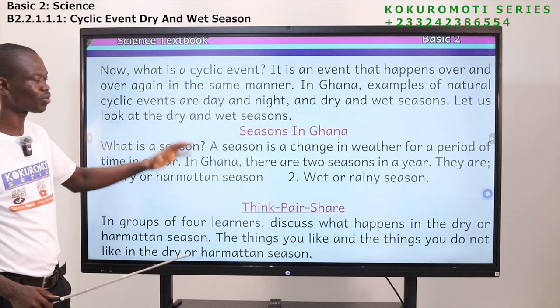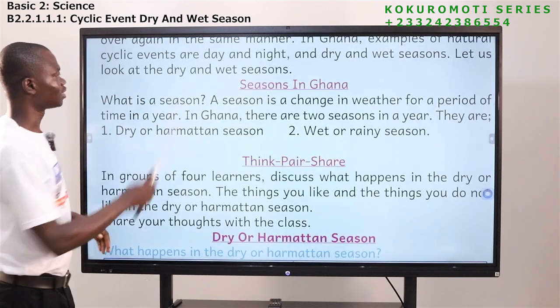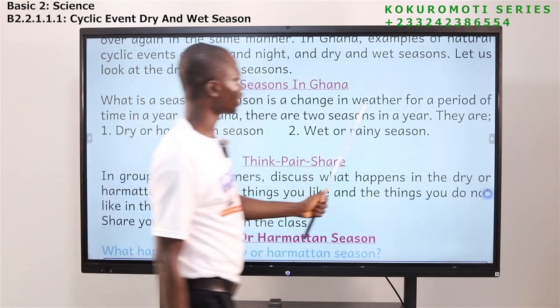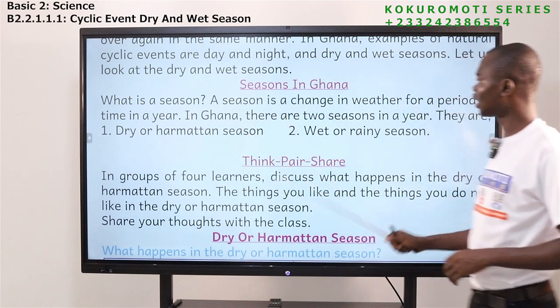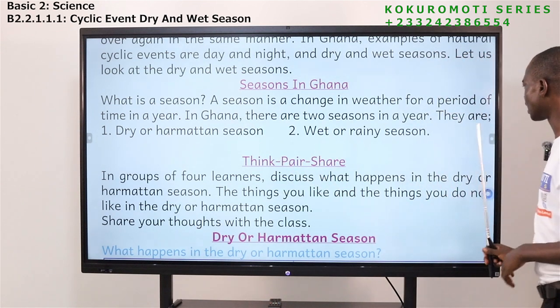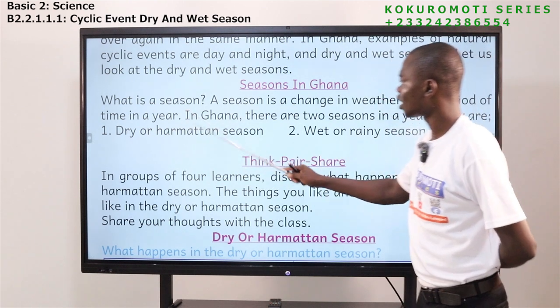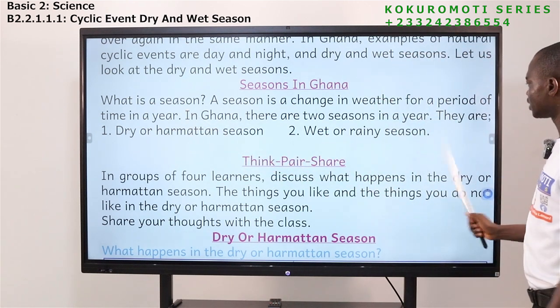That's why we are saying they are natural phenomena, natural events that happen. So let's move on. Seasons in Ghana. What is a season? A season is a change in weather for a period of time in a year. In Ghana, there are two seasons in a year. They are dry or harmattan season. Two, we have wet or rainy season.